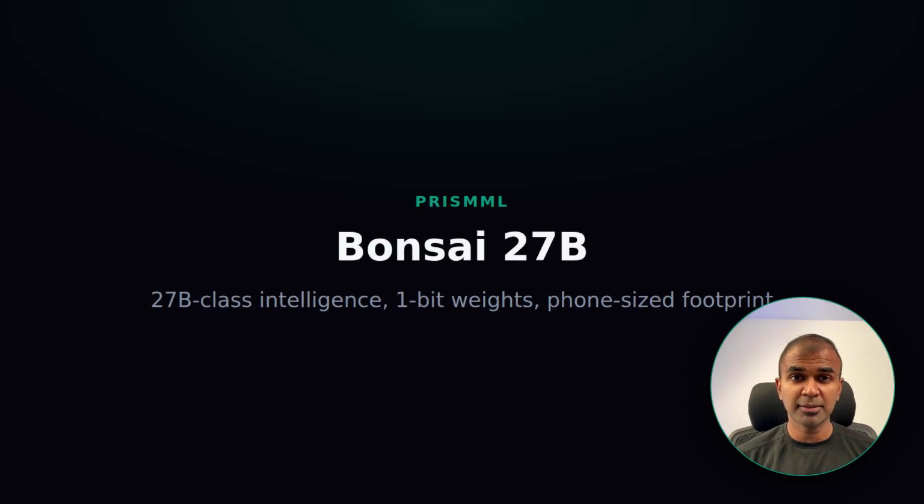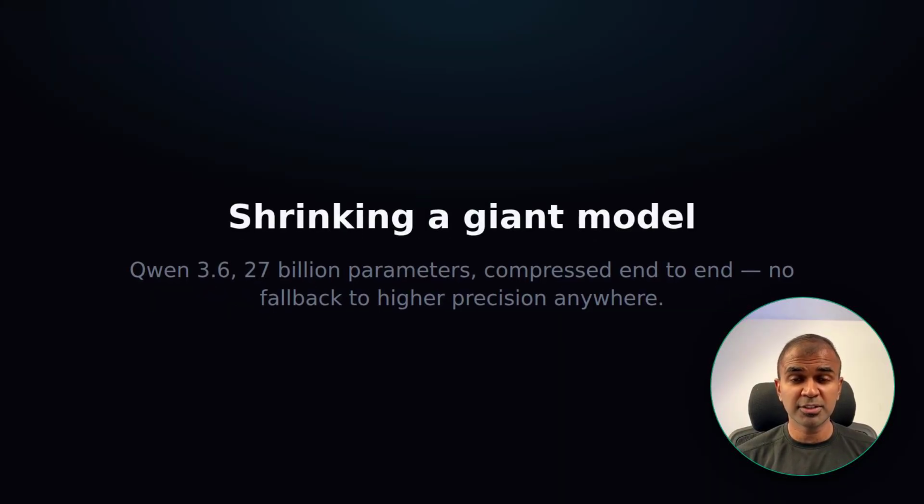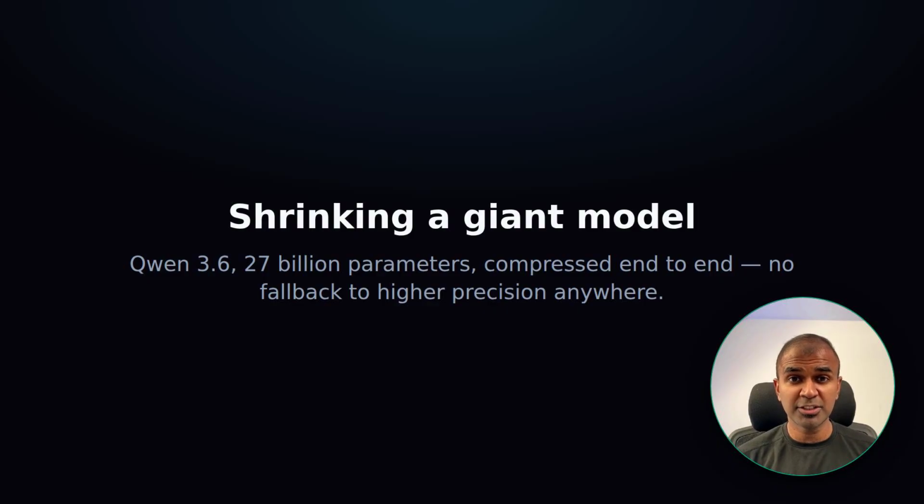Bonsai 27B, a 27 billion parameter model squeezed down to under 6 gigabytes. Using 1-bit and ternary weights, PrismML says this brings reasoning, tool use, and vision to phones and laptops under an Apache 2.0 license. The starting point is Qwen 3.6 at 27 billion parameters.